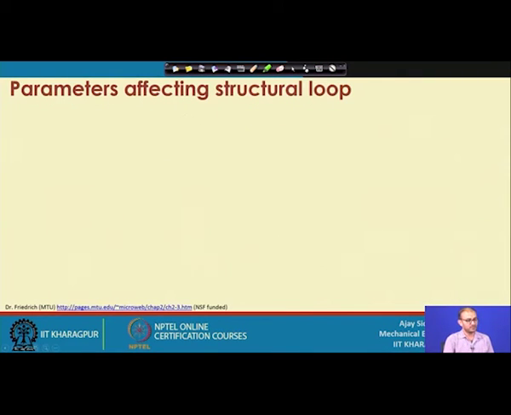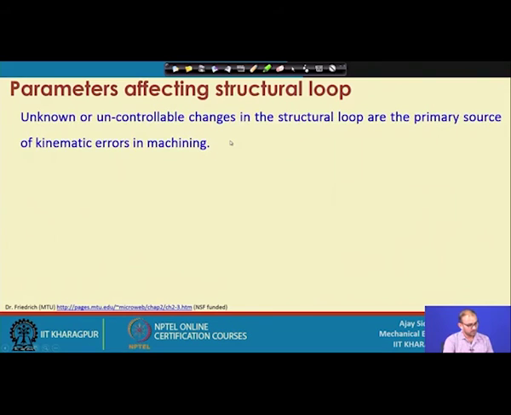So, what are the parameters which affect the structural loop? There are many things. The unknown or uncontrollable changes in the structural loop are the primary source of the kinematic error in the machining. So, what is the kinematic error?